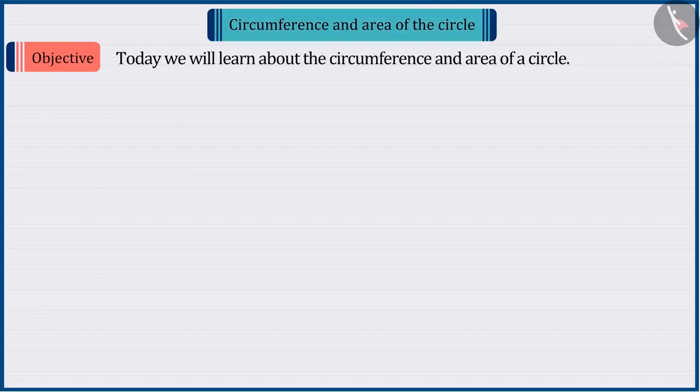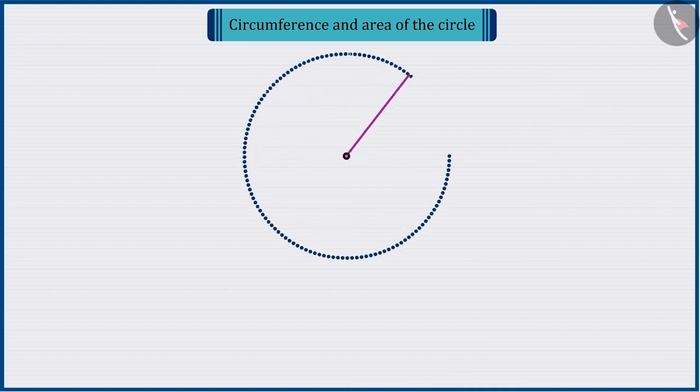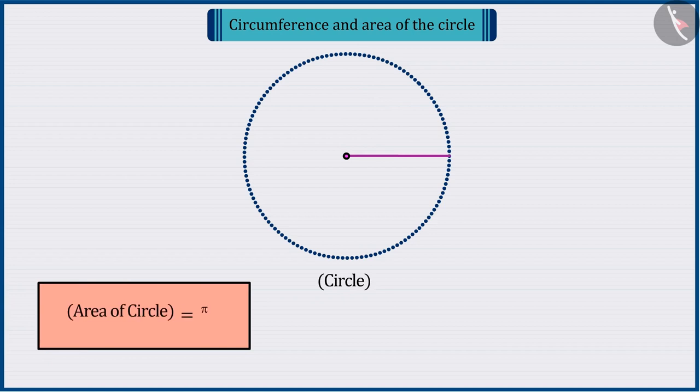Today in this video, we will learn about the concept of circumference of the circle and area of the circle. As you all know, the group of all the points on a plane which are at a constant distance from a fixed point on the plane is called a circle, whose area is pi r raised to the power 2.